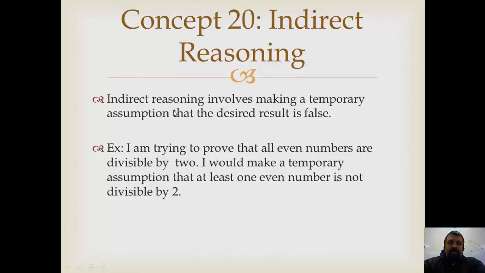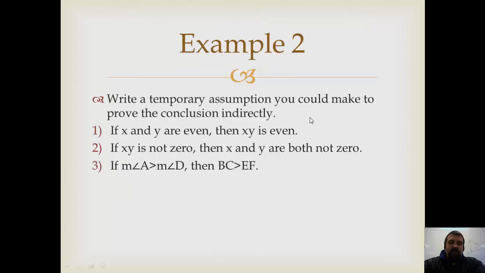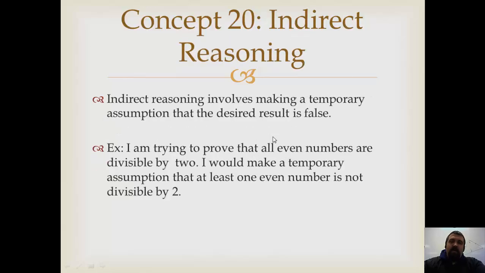So, indirect reasoning involves making a temporary assumption that the desired result is false, and then showing that my assumption causes a contradiction. And that contradiction means that my original assumption was false, and that my desired result is true.